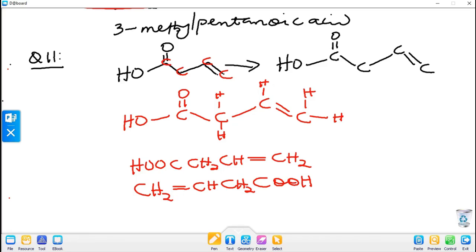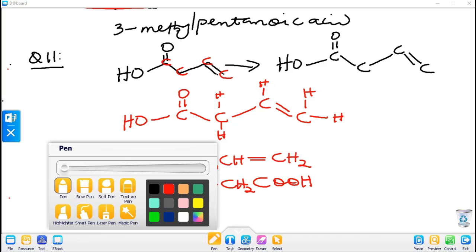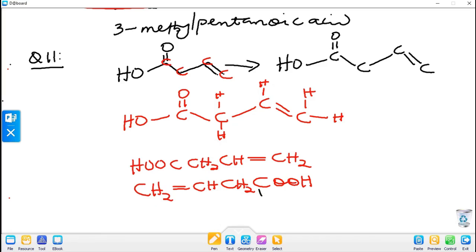Looking at the compound there, we have a double bond, and we also have the COOH. The COOH there is our functional group. Since it is a functional group, preference will be given to the COOH. Why? Because it is higher than the double bond. Double bond is also a kind of functional group, but because there is COOH, preference will be given to the COOH.